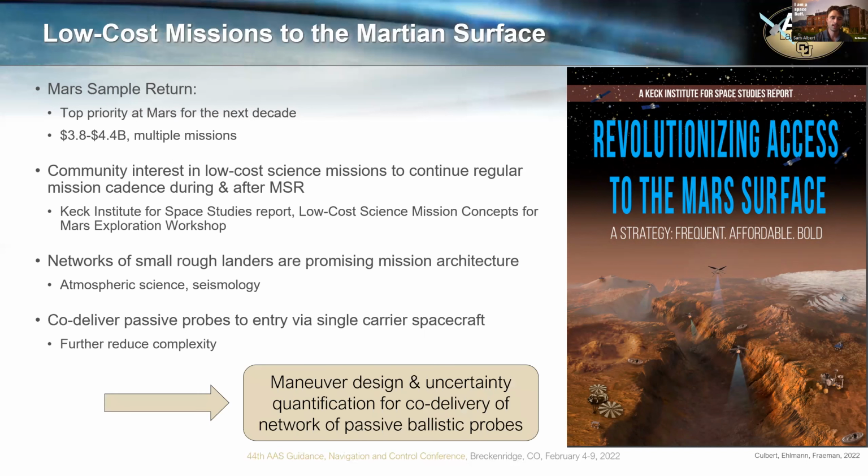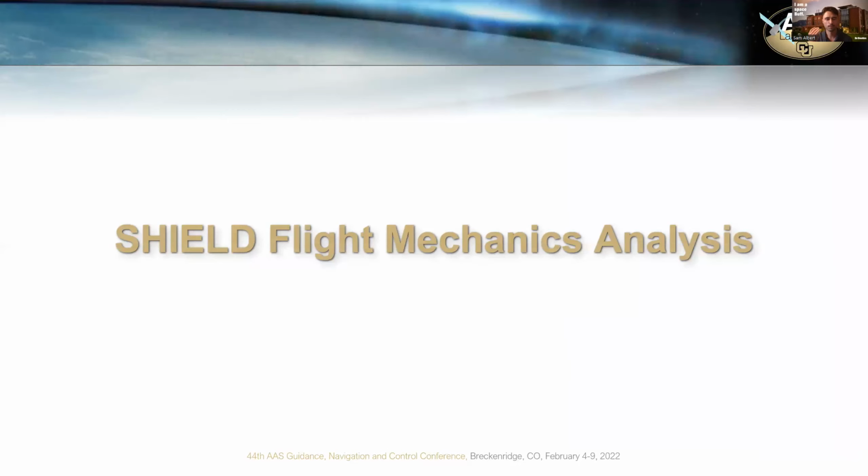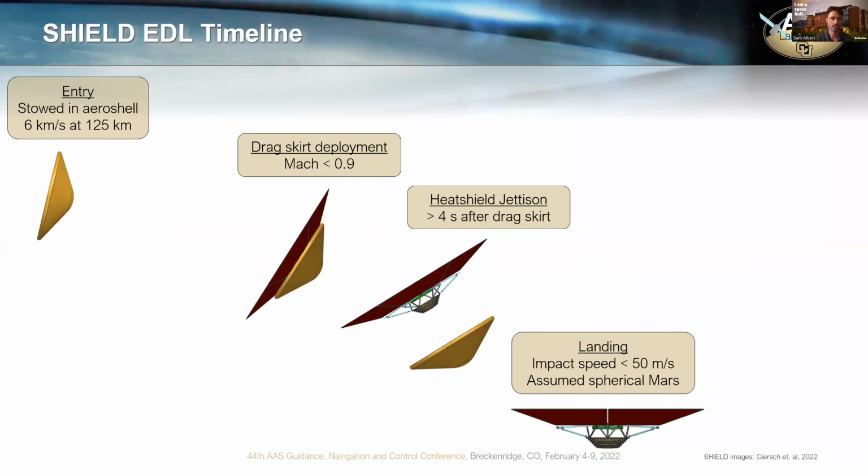So all of this taken together motivates a study of maneuver design and uncertainty quantification for the co-delivery of a network of passive ballistic probes. And that's the subject of the talk today. So before we get to talking about networks themselves, I'll quickly go through a flight mechanics analysis of just a single SHIELD probe at a time.